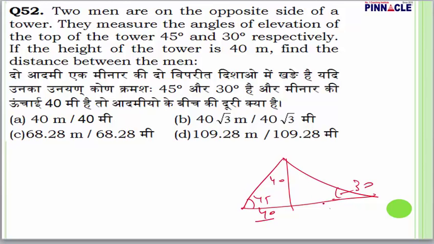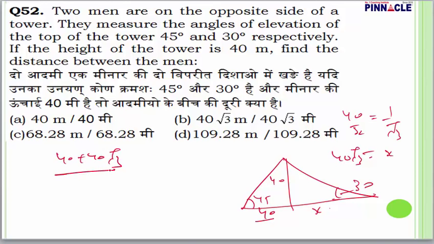So this is 40, and this would be equal to 40 by x, and tangent 30 is 1 by root 3. In other words, x would be equal to 40 root 3. In other words, 40 plus 40 root 3 should be the answer. That is 40 plus 1.732 times 40, which is around 69. So the answer should be 109 something. Answer is D.